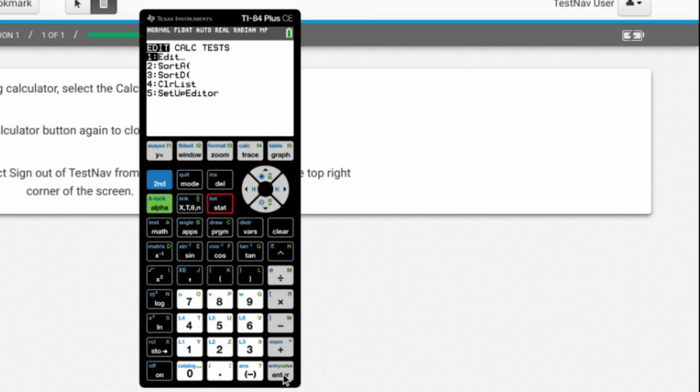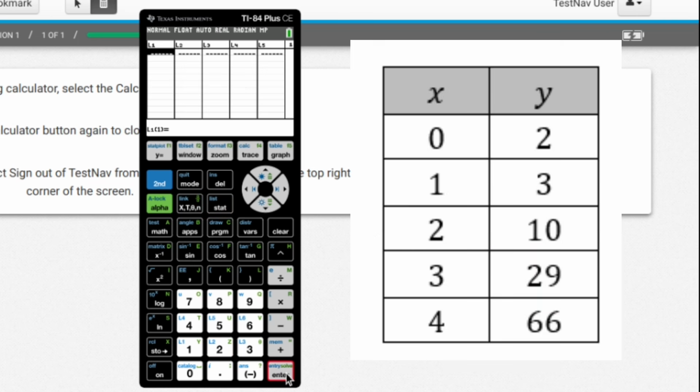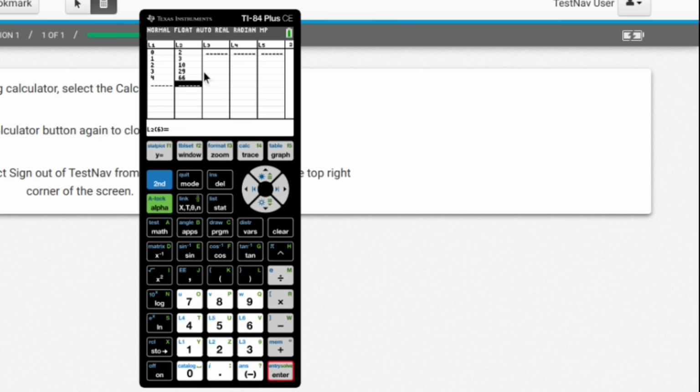Hit Stat, hit Edit like we did last time, and type your values in. Okay, 0, 1, 2, 3, 4. And I can get away with using a keyboard because I don't have to worry about negatives. 2, enter. 3, enter. 10, enter. 29, enter, and 66, enter. So the numbers change, and they change a lot. We know this is cubic. Don't have to worry about finding rates of change of rates of change of rates of change.